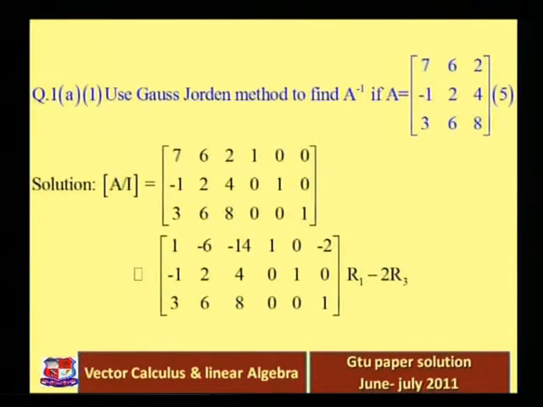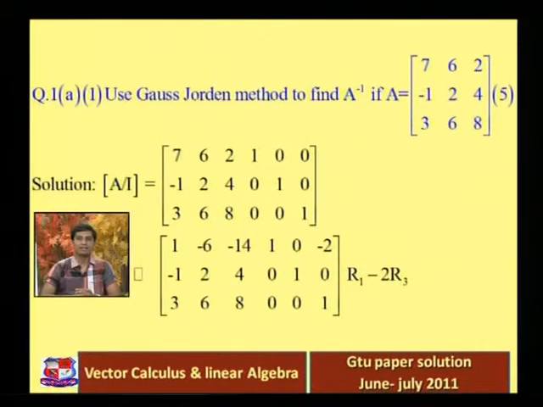So now what is the Gauss-Jordan method? We have to convert the given matrix. On the left hand side we keep the given matrix, and on the right hand side we put the identity matrix, and using elementary row operations we have to make the left hand side the identity matrix, and whatever matrix is on the right hand side, that is the inverse of the given matrix.